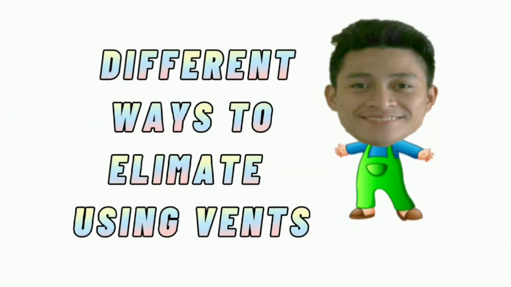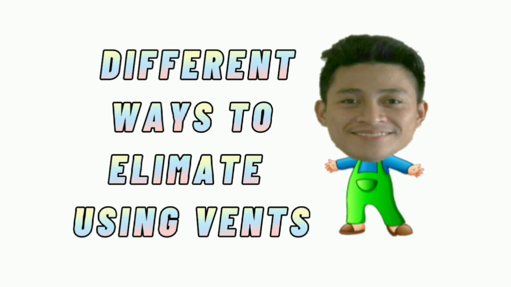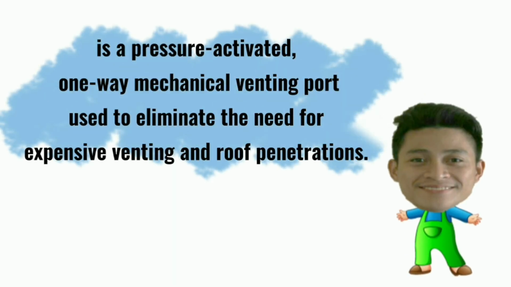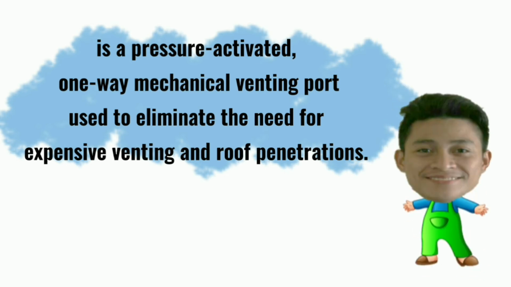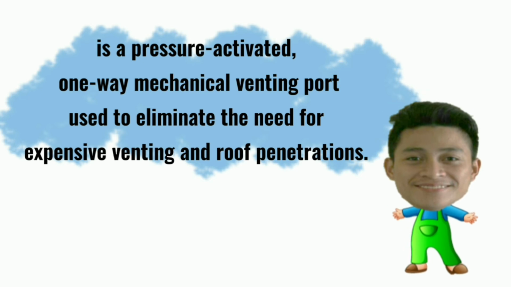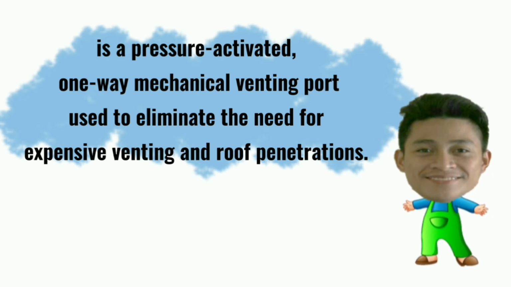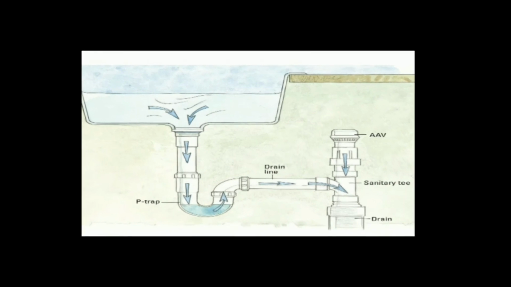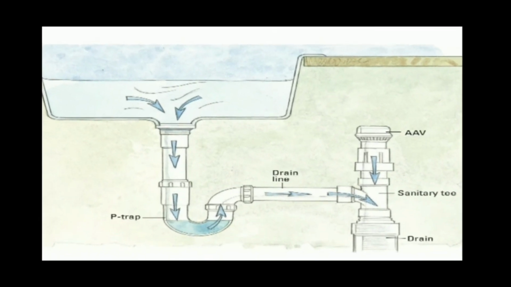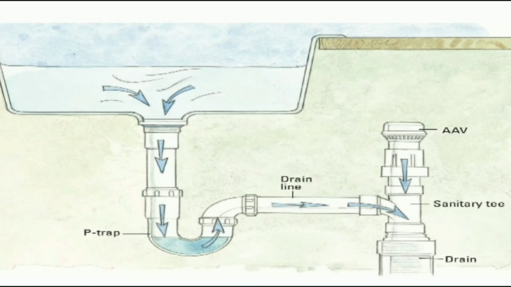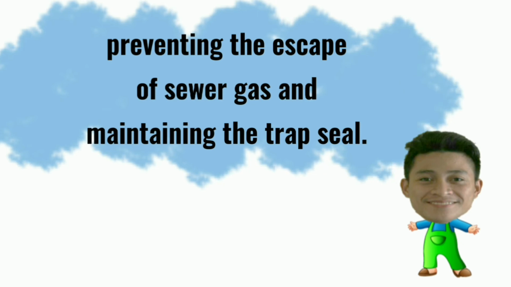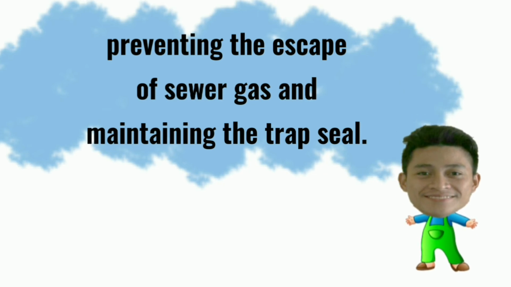The next discussion is about different ways so that the need for venting is eliminated. One of those is the air admittance valve. Air admittance valve, or AAV, is a pressure-activated, one-way mechanical venting port used to eliminate the need for expensive venting and roof penetration. Wastewater discharge causes the AAV to open, allowing air to circulate in the vent system. When there is no discharge, the valve remains closed, preventing the escape of sewer gas and maintaining the trap seal.